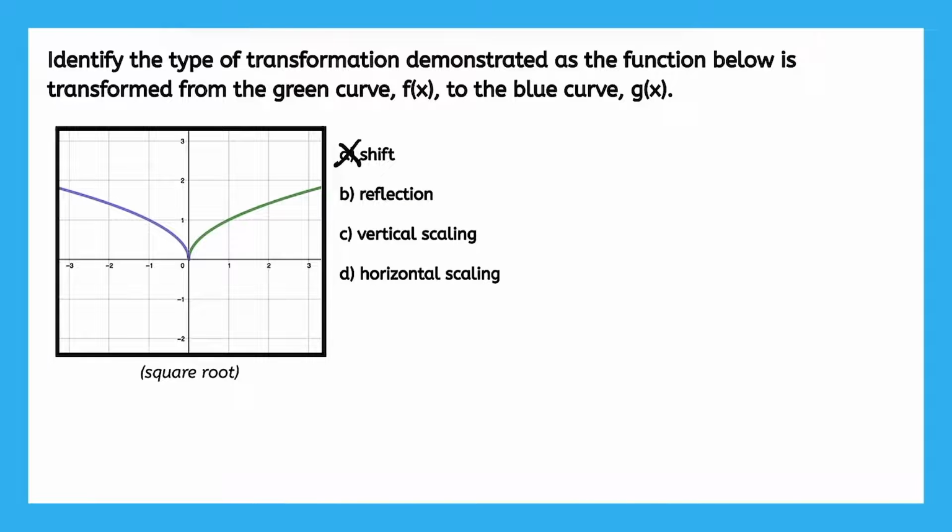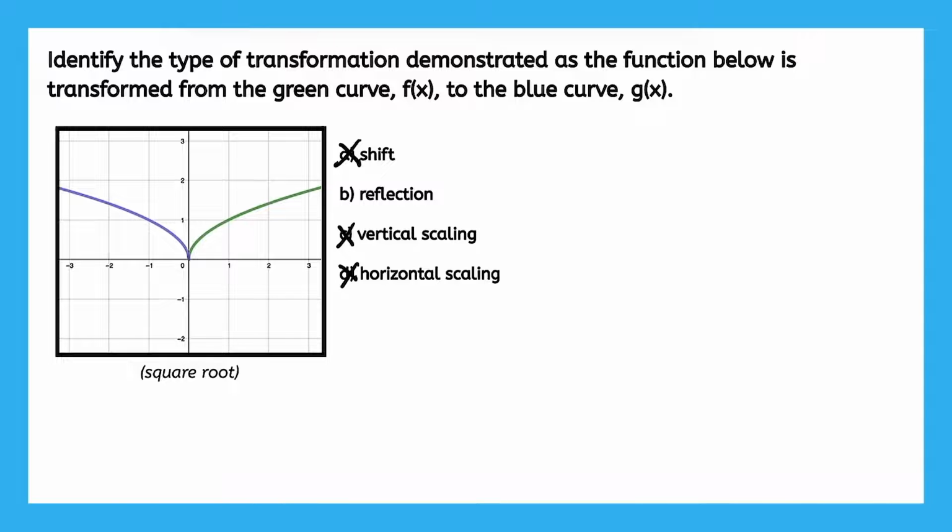This looks like a reflection over the y-axis, but let's make sure it's not C or D. So I think the easiest way to eliminate C and D is to ask the question, is this green graph being compressed or stretched vertically or horizontally in order to get this blue graph? It's not. There is no compression or stretching happening. So C cannot be the answer and D cannot be the answer.